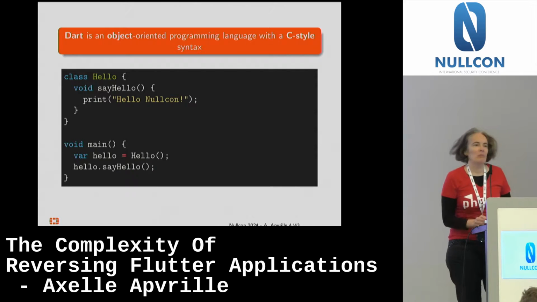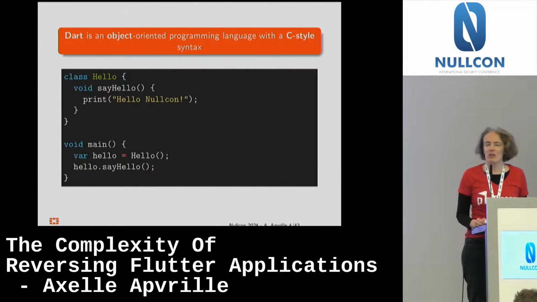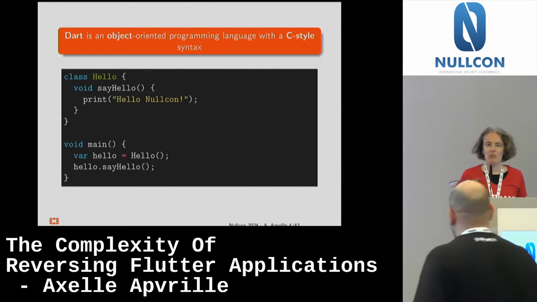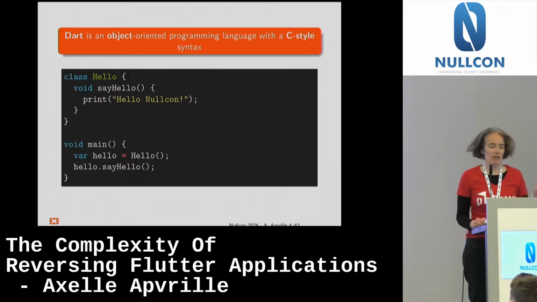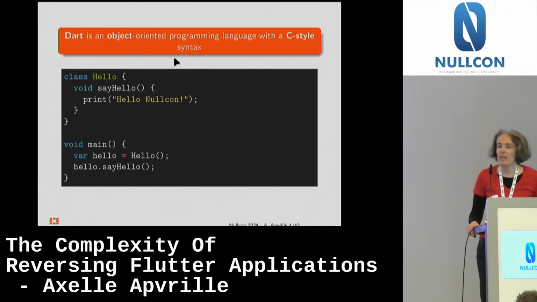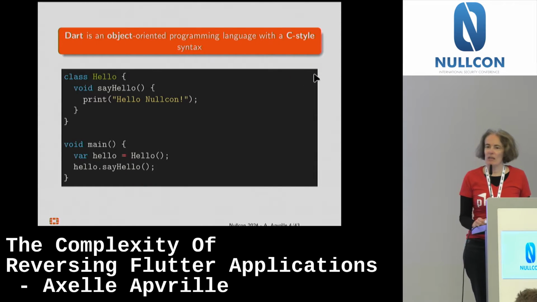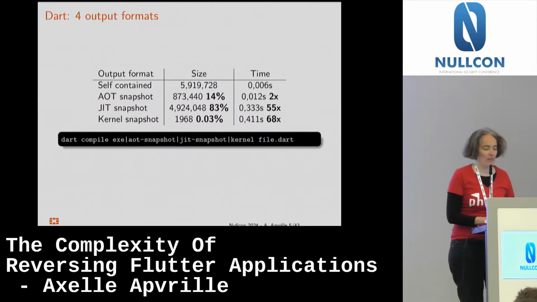So, before we get into Flutter, well, Flutter uses a language which is called Dart, and it's an object-oriented programming language. The definition is just there in Wikipedia, with a C-style syntax. And as you can see here, this is a working example with, like, hello Nullcon. I don't think it's really very complicated to read. The syntax is pretty nice, actually, to reread.